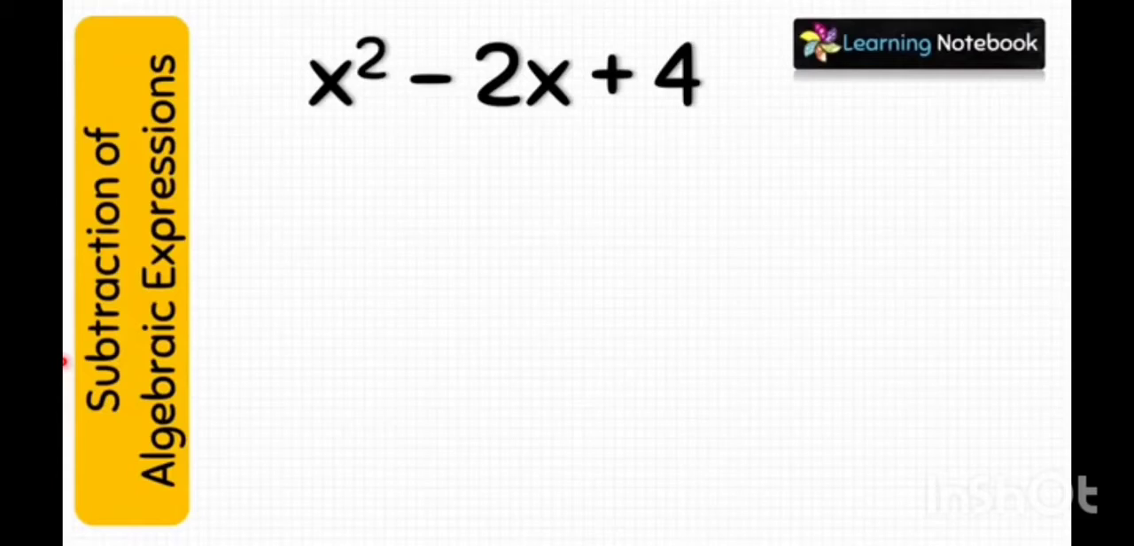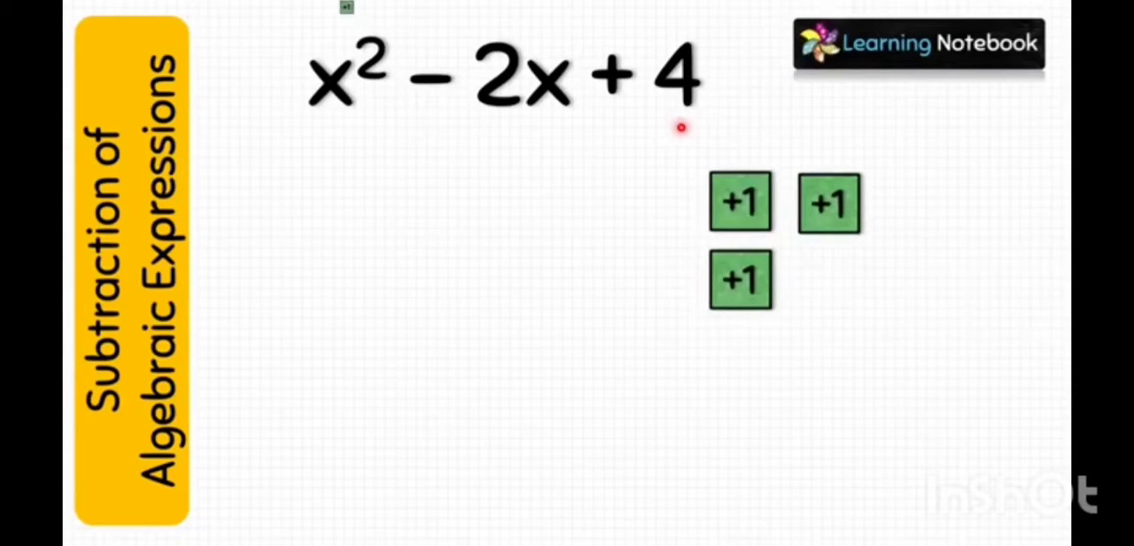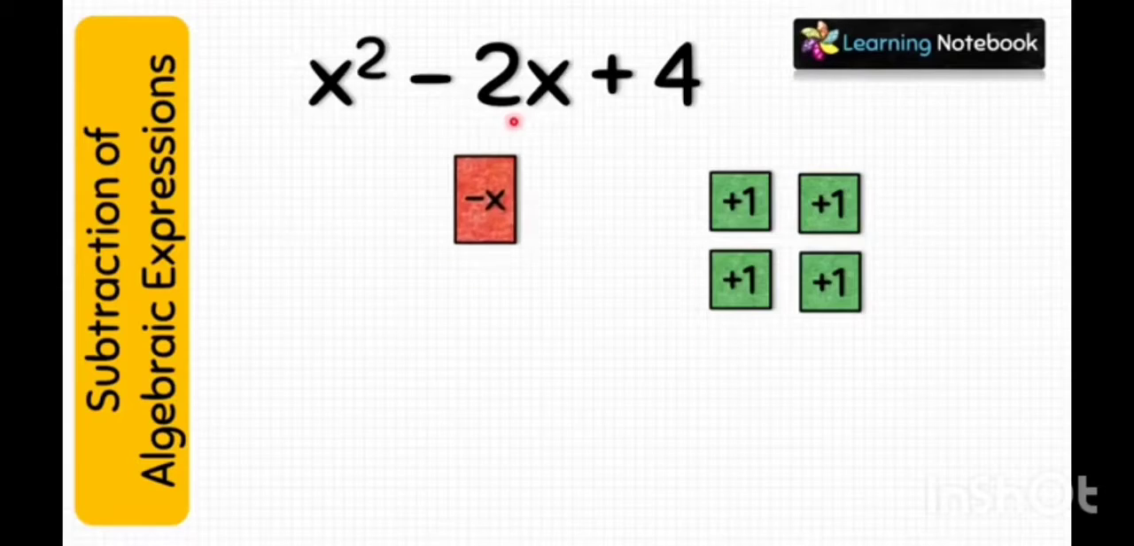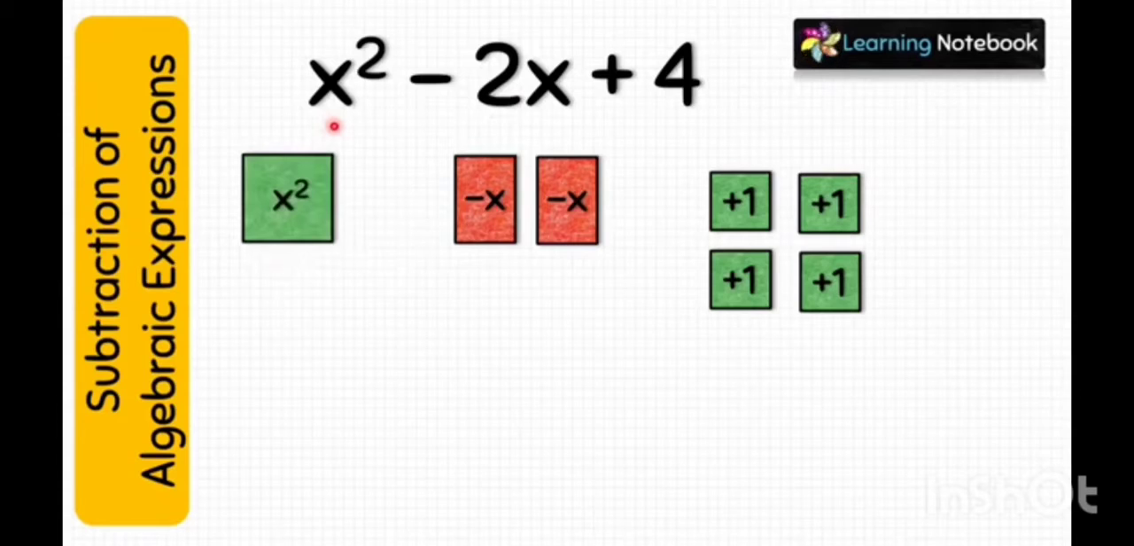In the same way, we will represent the second algebraic expression, which is x square minus 2x plus 4. First, let's represent the term 4 by putting 4 green small squares. Next, let's represent term minus 2x. For this, we will put 2 red rectangles. And then we will represent term x square by using 1 green big square.